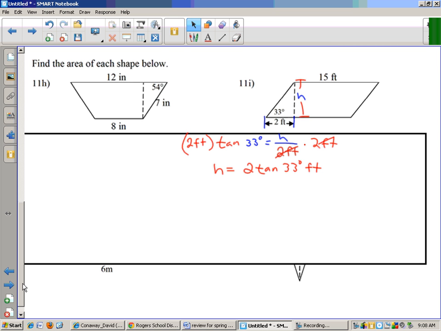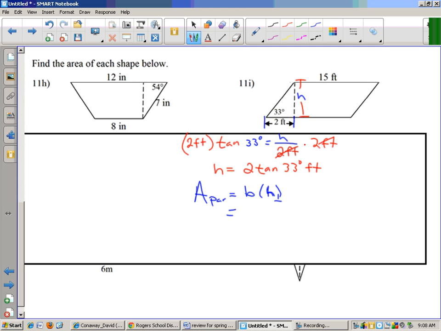But that's only the height. Now, what is the area of a parallelogram formula? It's base times height, which the height has to be perpendicular to the base, right? That's kind of the definition of an altitude, is it's perpendicular to the base. So yes, base times height.